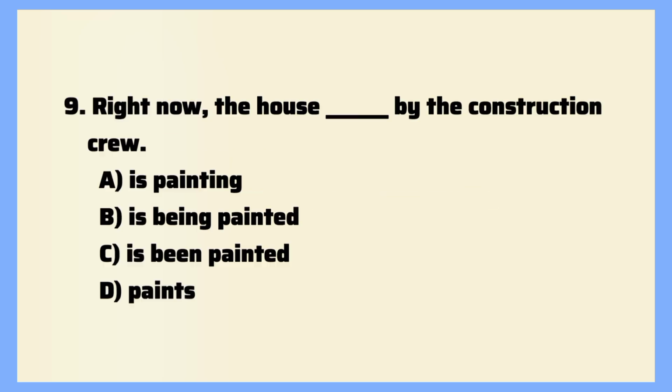Are made. 9. Right now, the house, blank, by the construction crew. A. Is painting. B. Is being painted. C. Is been painted. D. Paints. The answer is B.